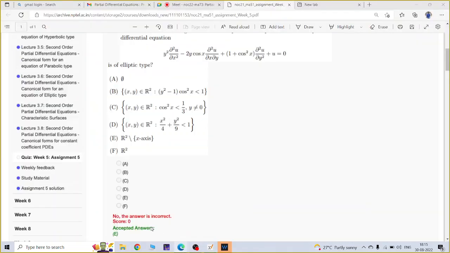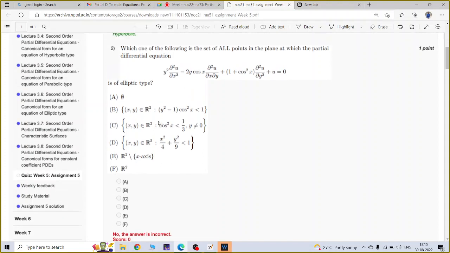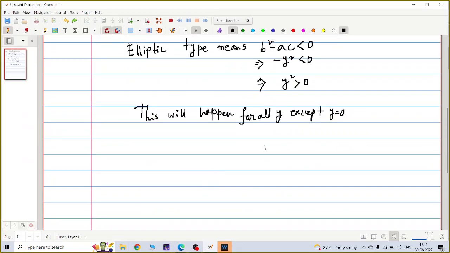Do you want to say something, Ravi? Yes, sir, proceed. Now there is one condition on x in that option, but in my calculation there is no condition on x. So the answer is R2 minus y equal to 0, so R2 minus the x-axis. So the answer is option E.